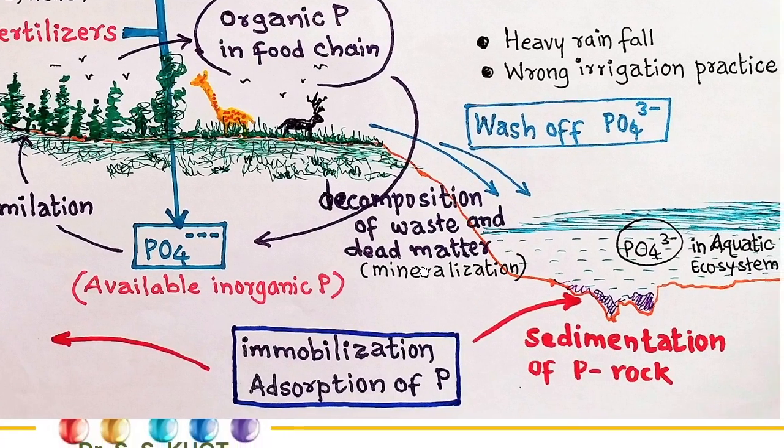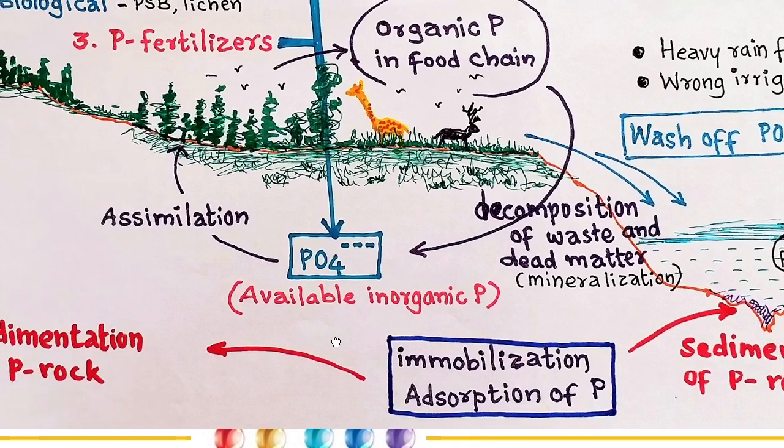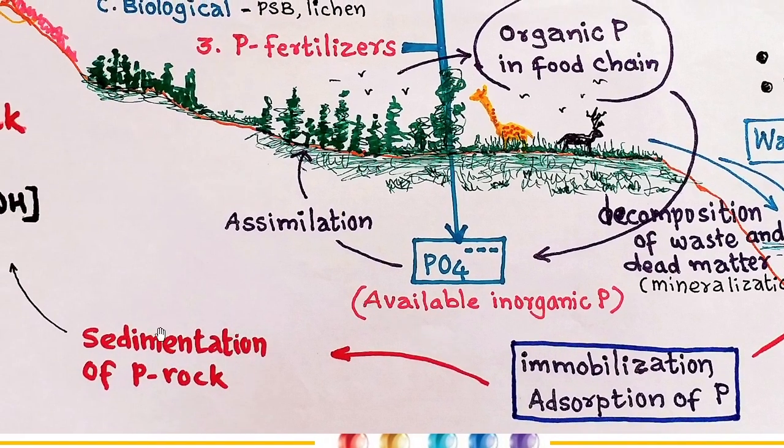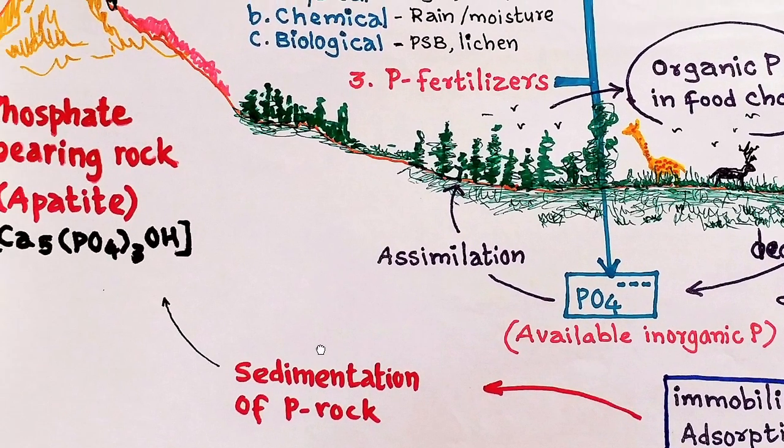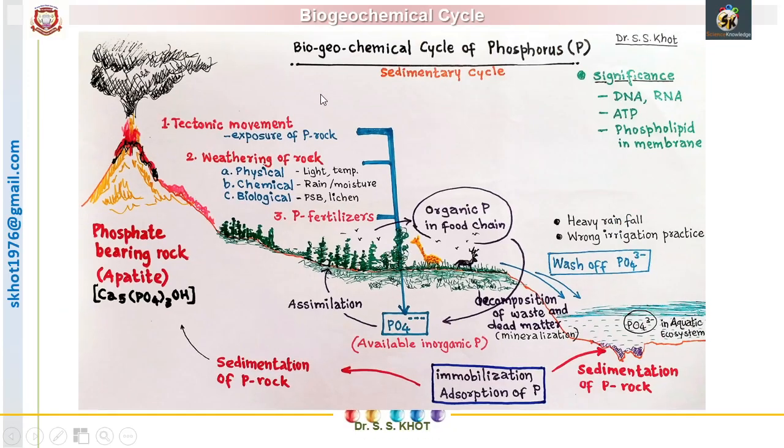The next process in the phosphate cycle is immobilization or adsorption of the phosphate. The phosphate ions are adsorbed by the rock, or they are immobilized and converted into sedimentary rock. Such sedimentary phosphate rocks settle down into the aquatic system as well as being sedimented in the earth crust. So in this way, the phosphate rock is added back to its cycle and the biogeochemical cycle of phosphorus is completed.